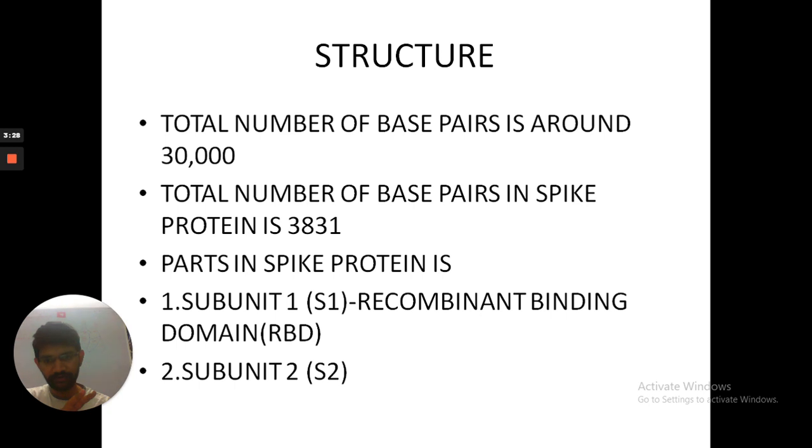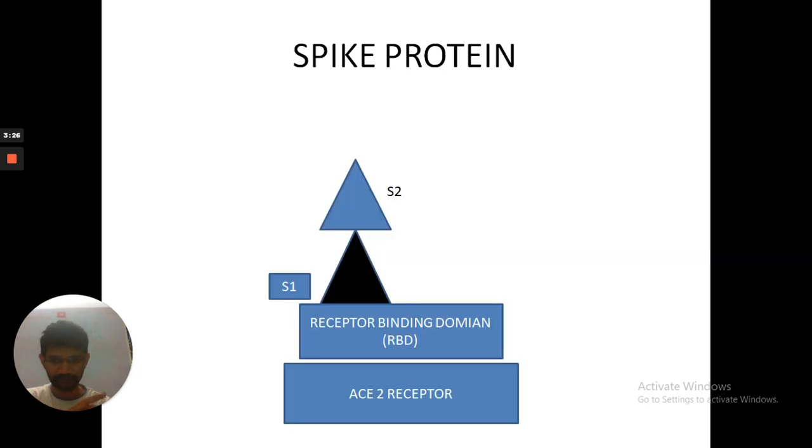So what are the two important parts? That is subunit 1 and subunit 2. This is a brief diagrammatic representation. This is S2, that is subunit 2. This is S1, that is subunit 1. And S1 has one more part, that is the receptor binding domain. Receptor binding domain is a part of the SARS-CoV-2 virus, and the ACE2 receptor is a part of the human cell membrane. Okay, this is the receptor binding domain, part of S1, and this is the ACE2 receptor. Okay, this is how the virus attaches to the ACE2 receptor. So S1 helps in attaching the SARS-CoV-2 virus to the ACE2 receptor.